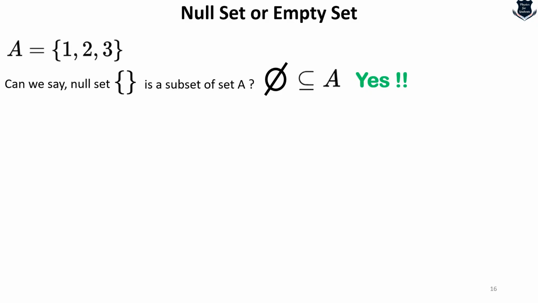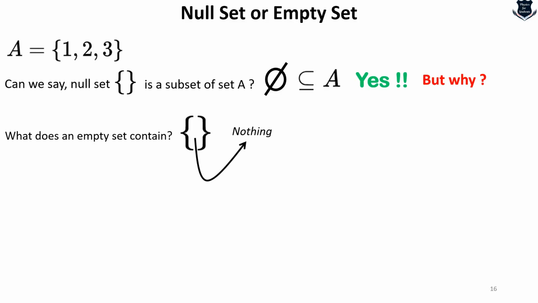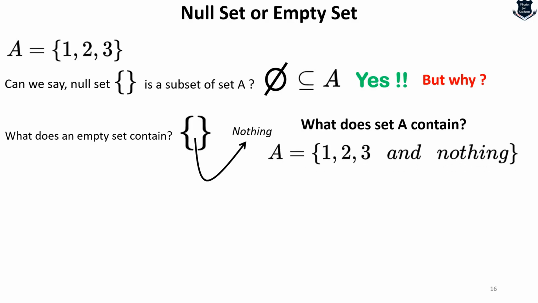Now this creates a confusion. Let us understand why. First of all, I will give you two examples. Number one is this one. What does an empty set contain? The curly braces. It contains absolutely nothing. Now what does this A set contain? The one with values. So it actually contains 1, 2, 3 and nothing.